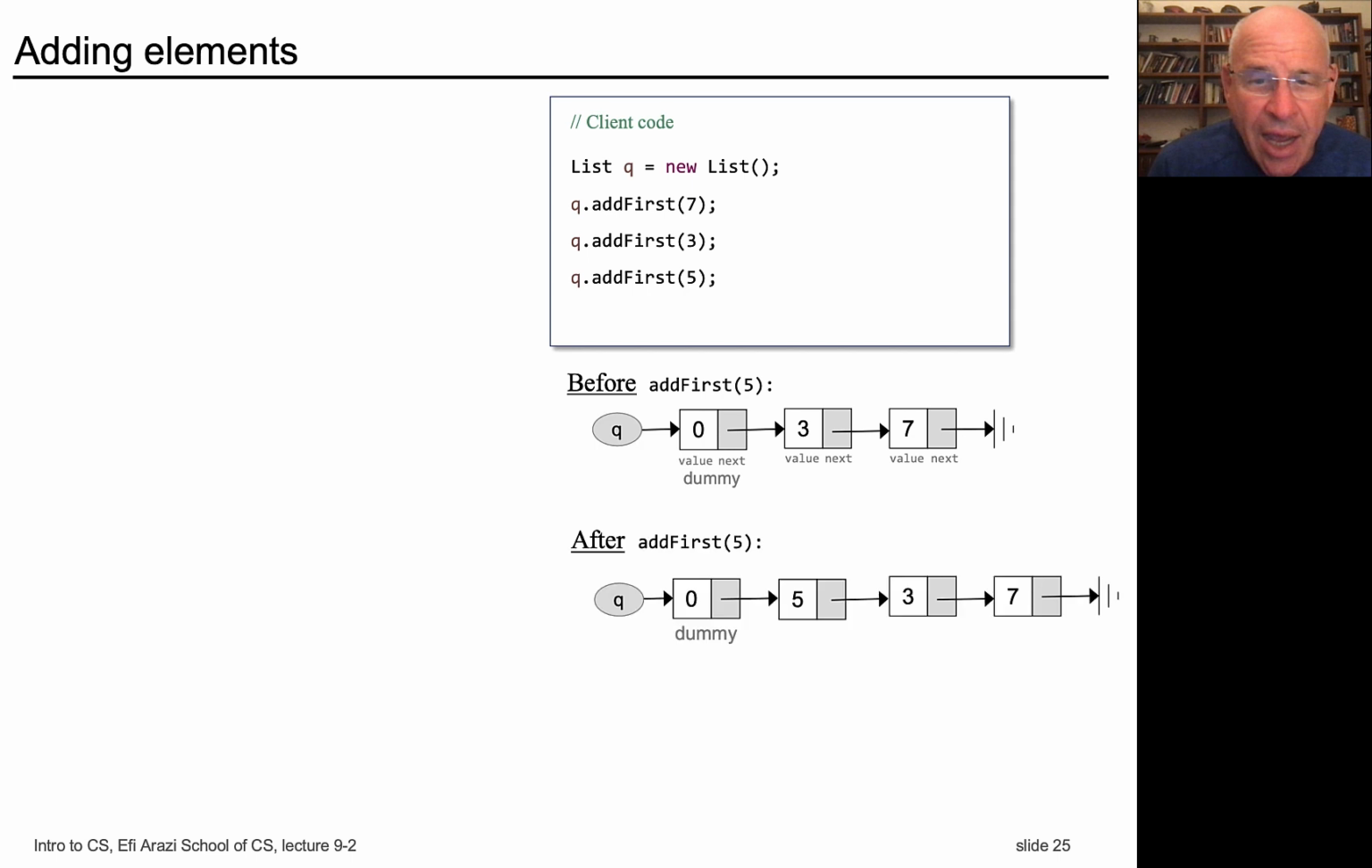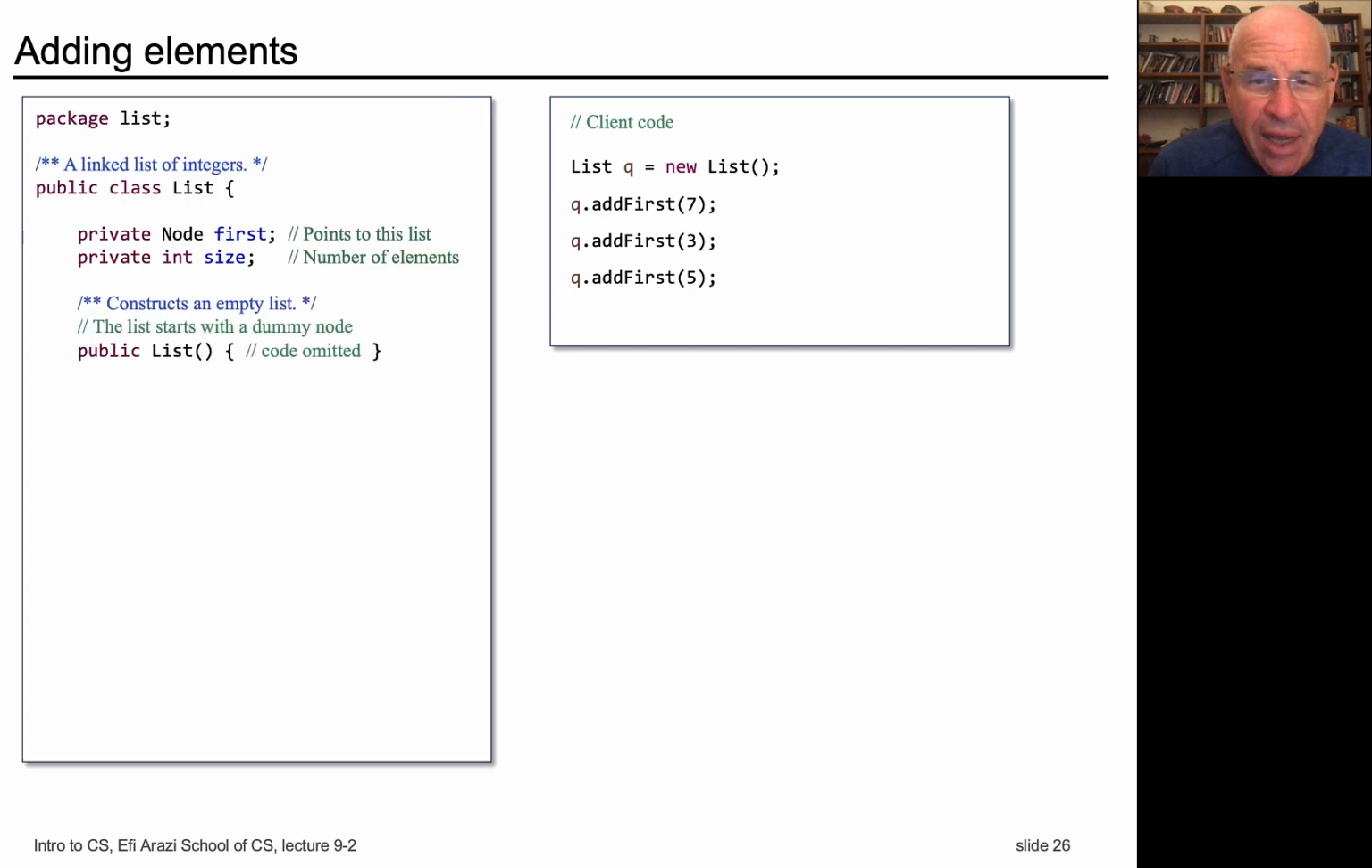And after adding 5, at the beginning of the list, because I do an add first, 5 will be the first element of the list, and then the rest of the list, 3 and 7. So that's an operation that I have to support, adding an element at the beginning of the list. So let's see how I do it. Here's my list class on the left. I have a list constructor. I don't repeat the code that I had in the previous slide. And now I have an add first method. Here's the signature. Adds the given value to the beginning of this list.